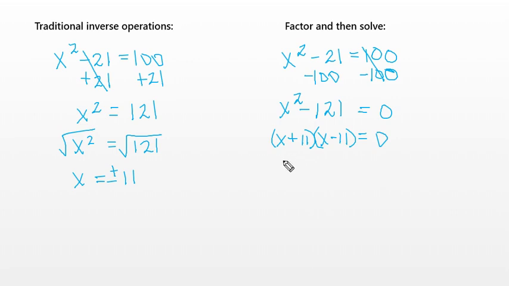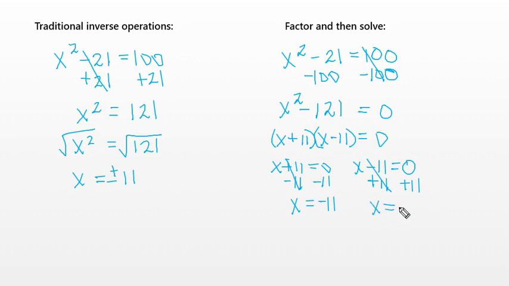I'm going to use that zero product property to set each of my factors equal to 0, and then I will solve for x, and in this one I get x could be negative 11, and on this side I get x could be positive 11. And so again, we get the same solutions for x using either method.